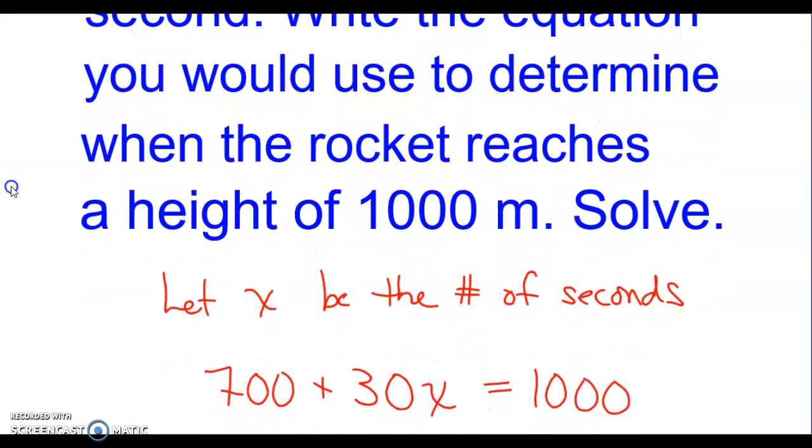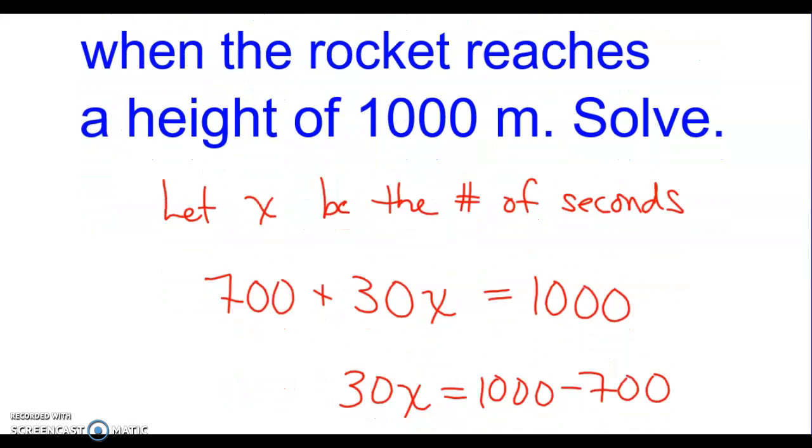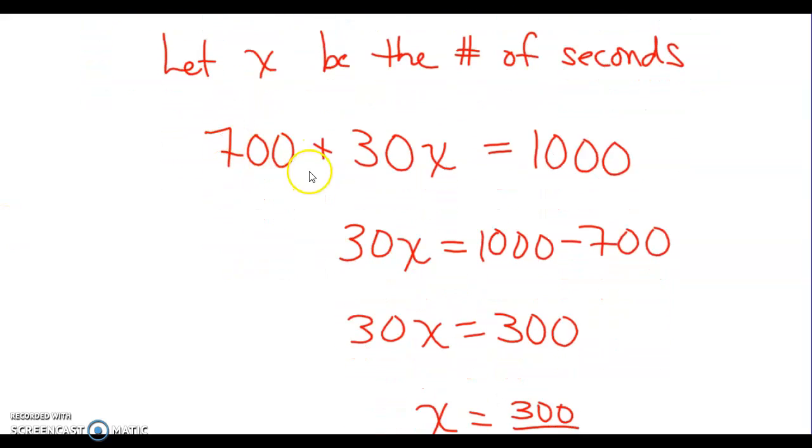So I'm going to start by assigning my variable. I'm going to use x. Let x be the number of seconds. We need to remember that our rocket is increasing in height by 30 meters every second, so x represents the number of seconds. So we're starting at 700 meters, we're increasing by 30 meters every second, and we want to arrive at a height of 1,000 meters. So there's my equation, 700 plus 30x equals 1,000. I now need to solve this problem.